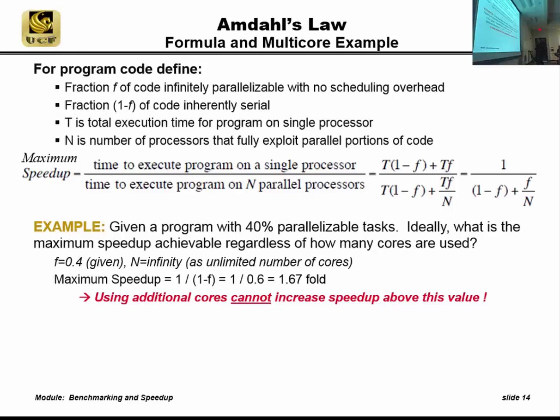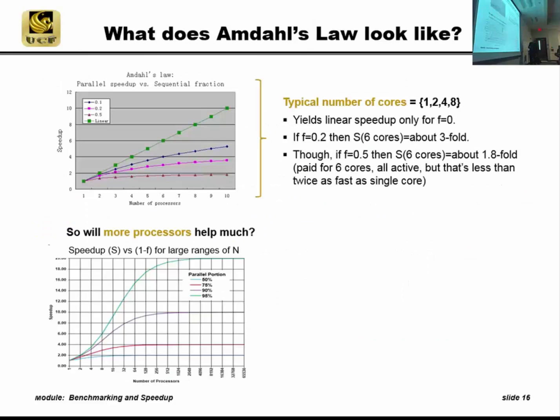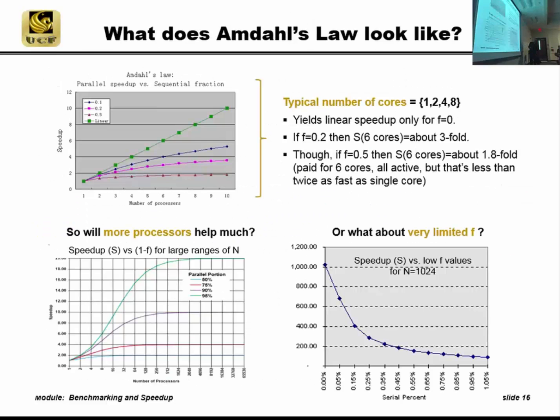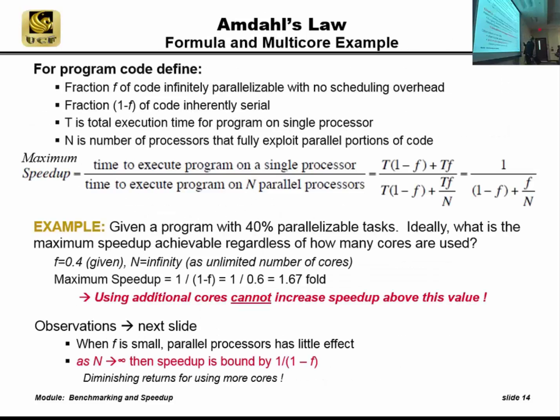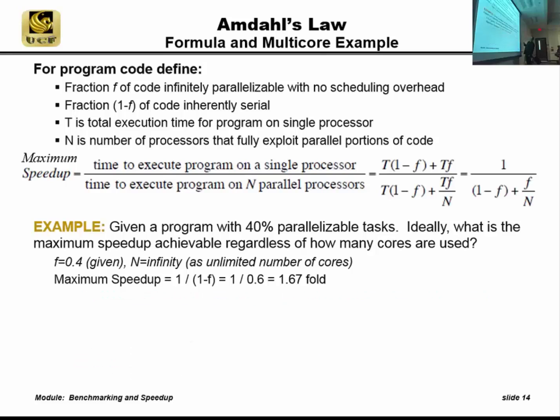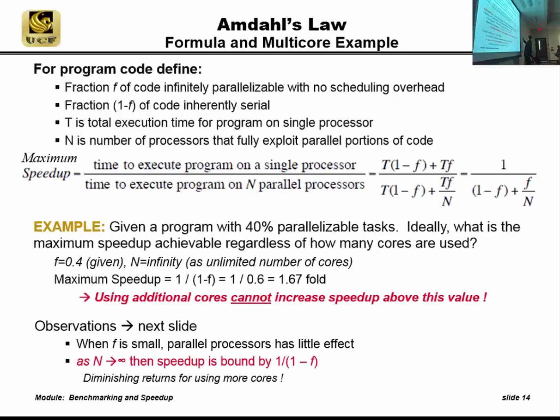Okay. Someone want to put some real numbers in here? It's an interesting equation. We're going to see the graph of it here, with different values of speed up versus n. And this is kind of the curve here. But if you put some values in, let's fix this. F is 0.4.